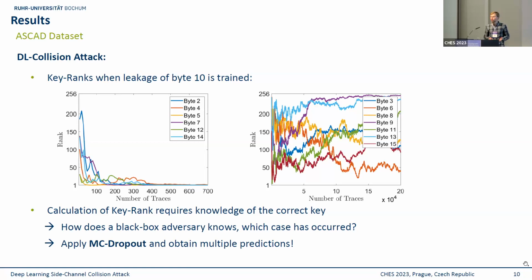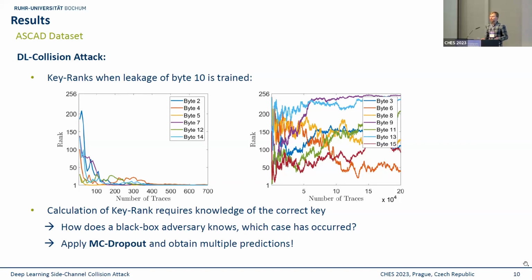After we found the suitable ranges, we trained the neural network and subsequently attacked all the other bytes. Here I have visualized the key ranks when the leakage of byte 10 was learned and all the other bytes were attacked. And we can clearly differentiate between two different cases. In the first case, on the left, we can see that the correct key difference is recovered using only a few hundred traces. And in the other case, for these key differences, the model was not even able to recover the correct key difference using all the 20,000 traces.